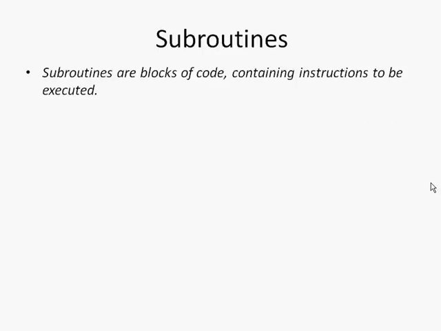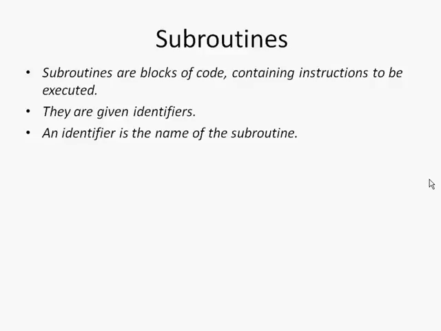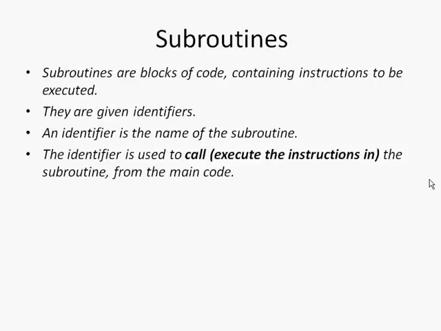If we want to define subroutines, we'd say subroutines are blocks of code containing instructions to be executed. Subroutines are given identifiers, and that is the name of a subroutine. The identifier is used to call, and when we say call, we mean execute the instructions within the subroutine, and it's called from the main code. First of all, we'll look at procedures.